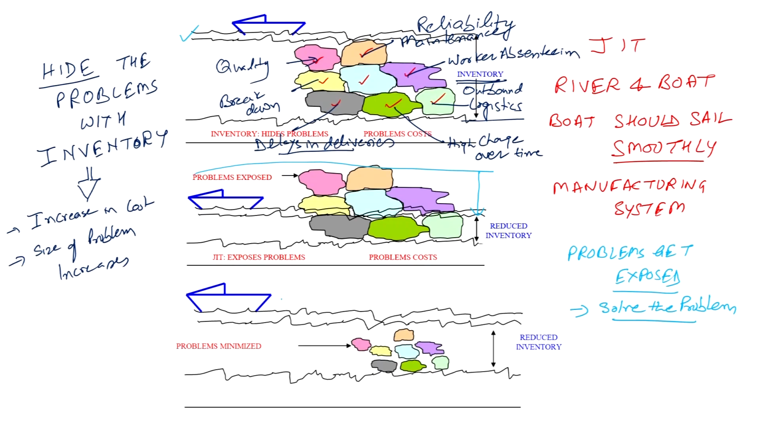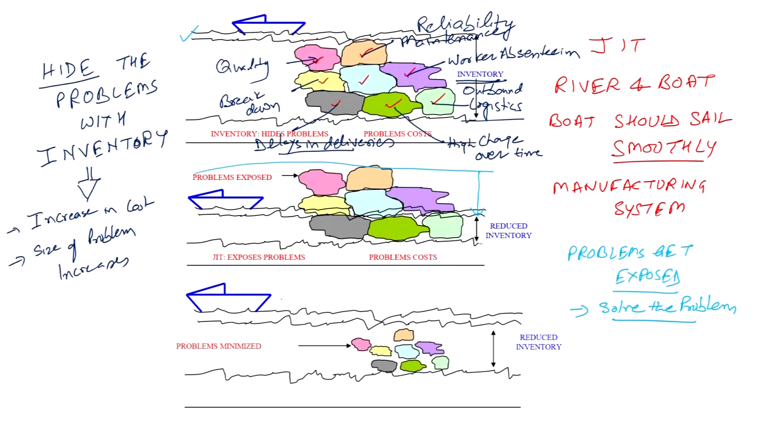Rather than hiding the problem with inventory, JIT says develop systems to expose the problem. That is a radical change from the conventional thinking. In the conventional thinking, we hide the problem with the help of inventories, whereas JIT says develop systems to expose the problems, so that there is an opportunity to solve those problems. So, that is how this system works.